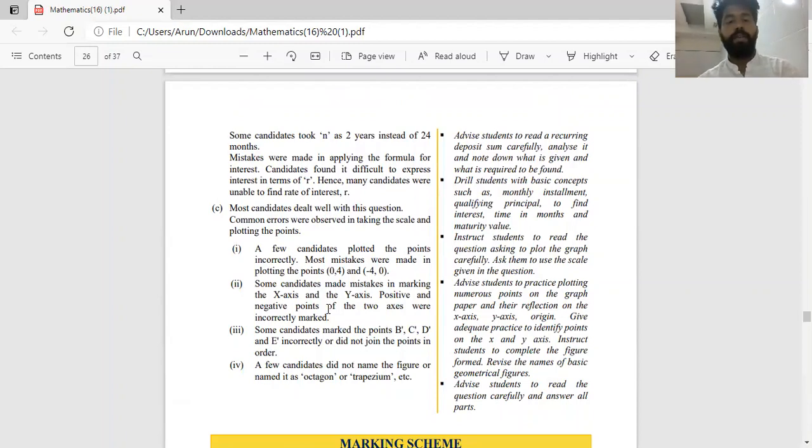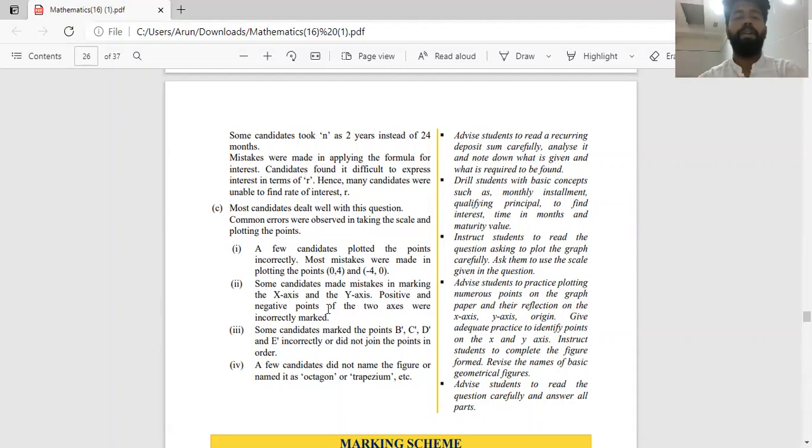Common errors were observed in taking the scale. Again, you have to take the scale properly. 1 centimeter, 2 units, or 2 centimeter, 1 unit, 2 centimeter, 2 units. Whatever scale you've taken, please specify that clearly at the top of the graph.